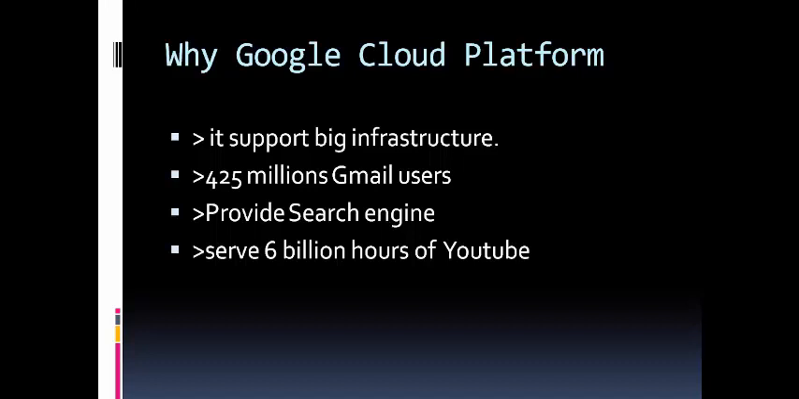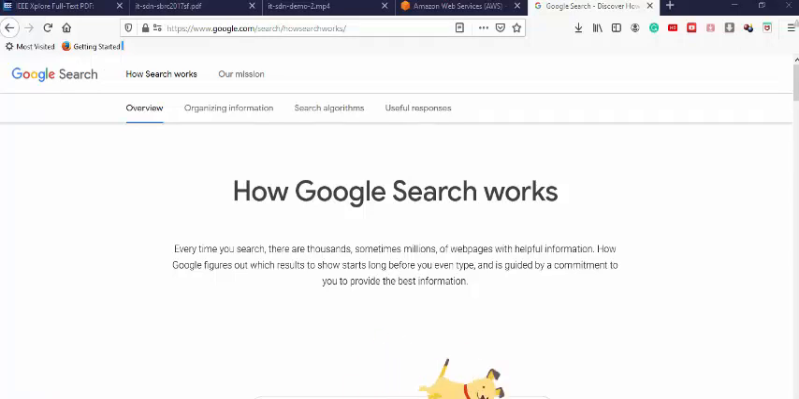With this animation, students, you will learn how Google search engine works. So every time you search, there are thousands, sometimes millions of web pages with helpful information. How Google figures out which results to show starts long before you even type, and is guided by a commitment to you to provide the best information. So let's check it out.